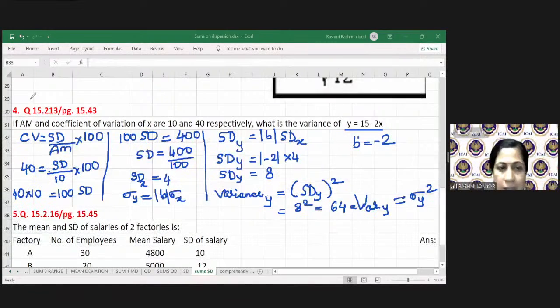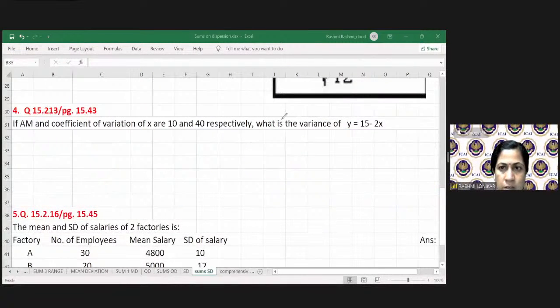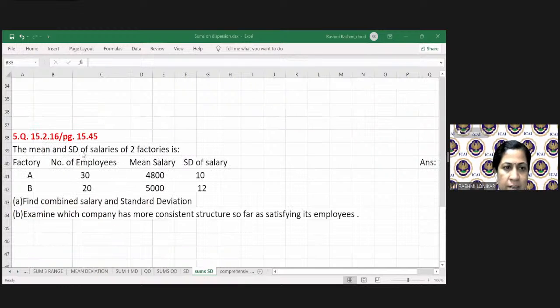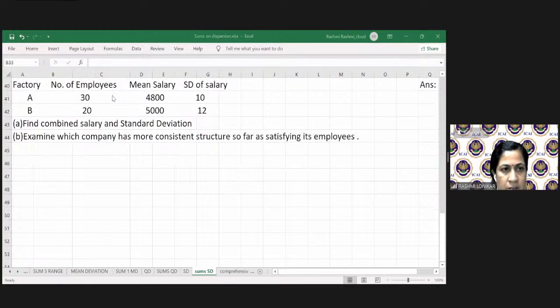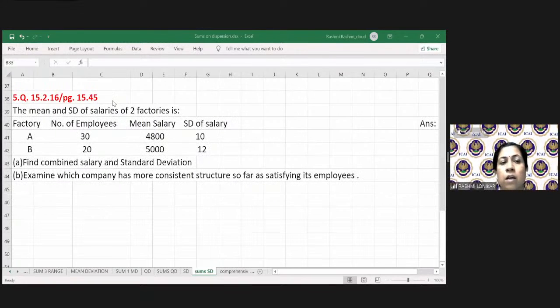So next sum we are doing is a combined mean, combined standard deviation question. So the combined standard deviation question is this. The mean and standard deviation of salaries of 2 factories are given.